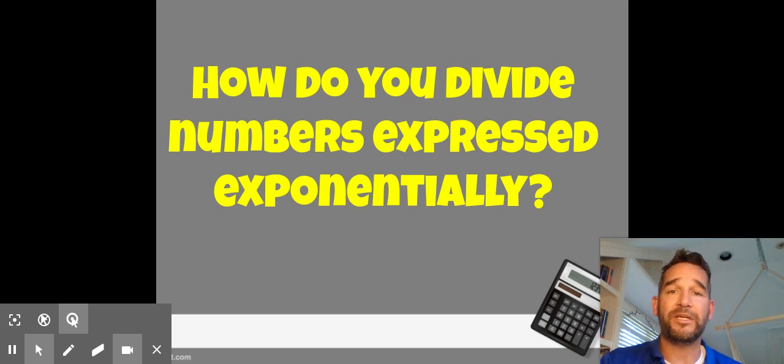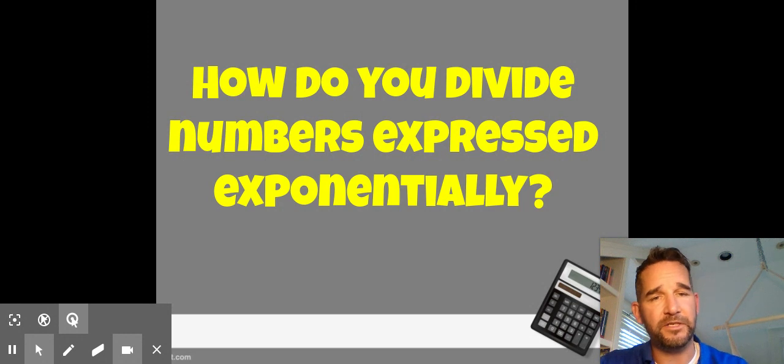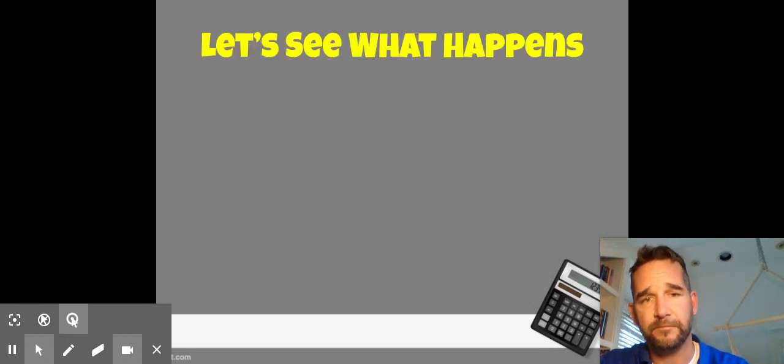Welcome back, Pirates, as we continue to explore exponential expressions. Today we're going to look at our final law, which has us see what happens when you take an expression with exponents and divide it by another expression with exponents. Okay, let's dive right into it and take a look at what we mean by that.